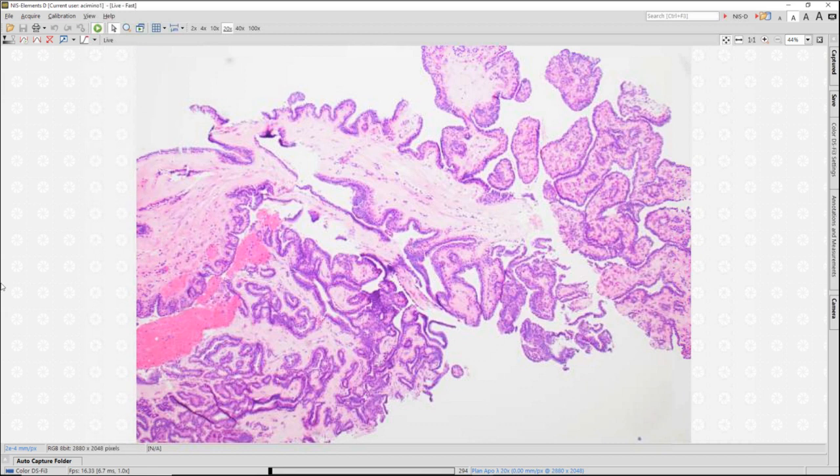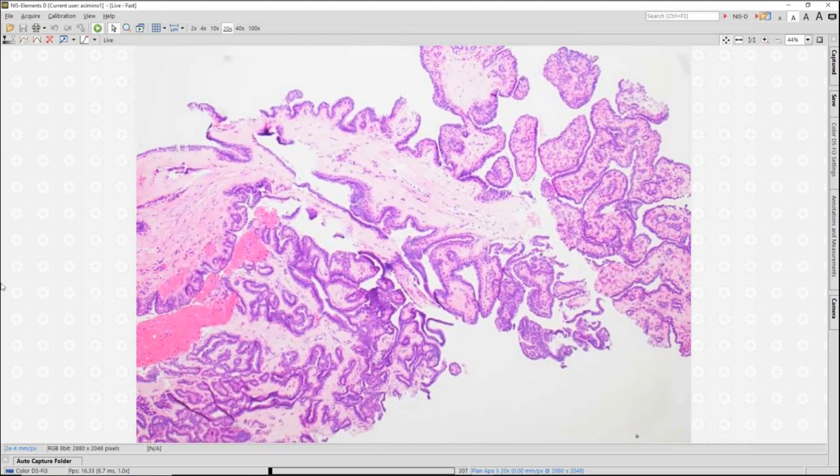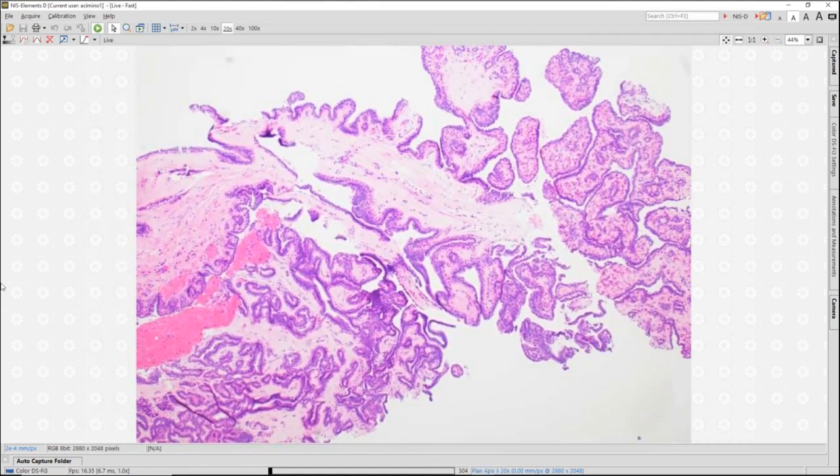Okay, so with that, let me just pull up my images. So hopefully this is nice and clear for everybody. It's projecting from my camera on my microscope. We'll take a look at this first case. This is a core biopsy of a 35-year-old female who has presented with nipple discharge and was found to have a mass.